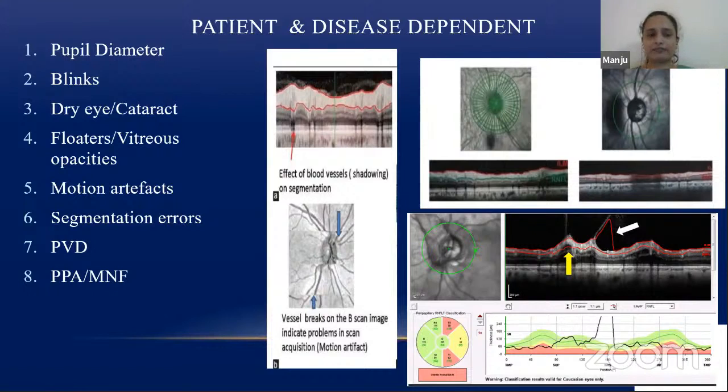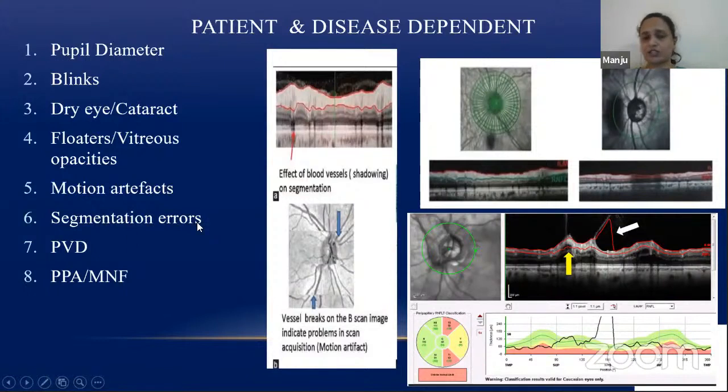Dry eye or cataract will cause reduction in the signal strength and cause RNFL thinning. Floaters or vitreous opacities, if they fall within the scan area, can affect the measurements. Motion artifacts are seen on the en face image as the vessel breakups or horizontal shift.